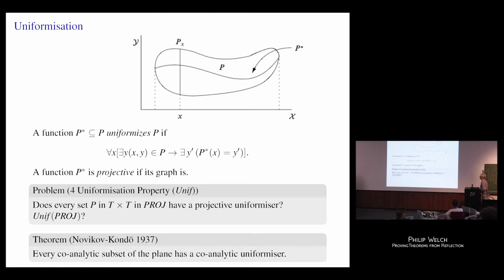So, state problem 4, the uniformization property. Does every set in T cross T, or X cross Y, or R cross R, which is projective, have a projective uniformizer? A projective uniformizing function.